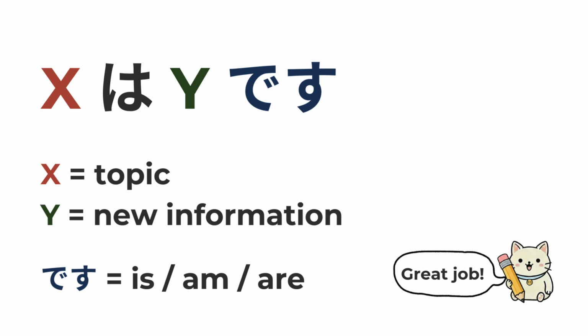Let's review what we learned today. Just remember this magic formula. X は Y です。 Now, you can introduce yourself in Japanese. Practice these sentences and see you in the next lesson.